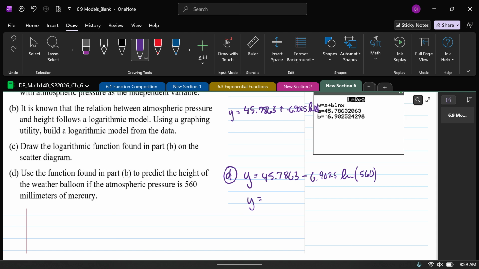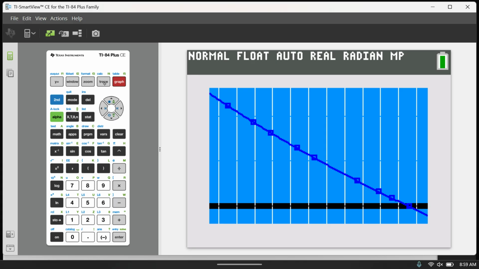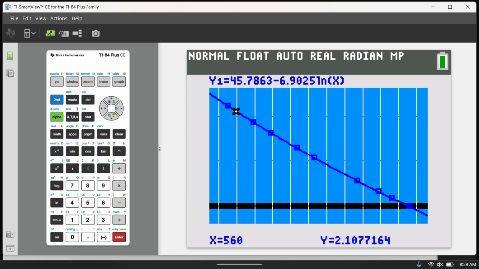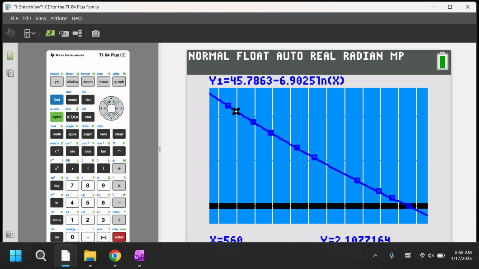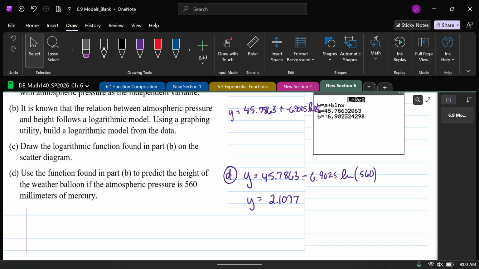Or I can go to my calculator's graph and hit trace, press the down arrow to get onto my equation, and then type in 560. Yeah, it does fit. 2.1077. And that's the height in kilometers.